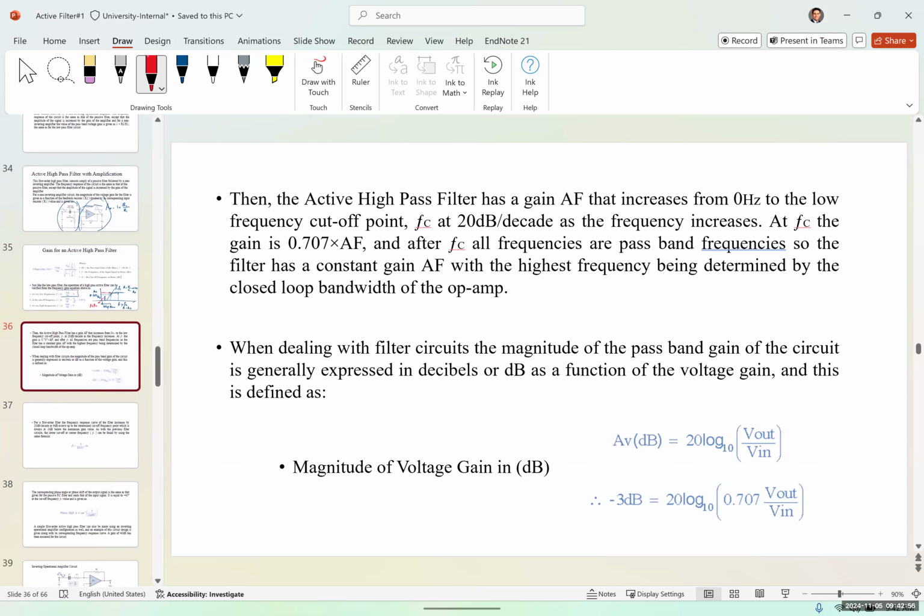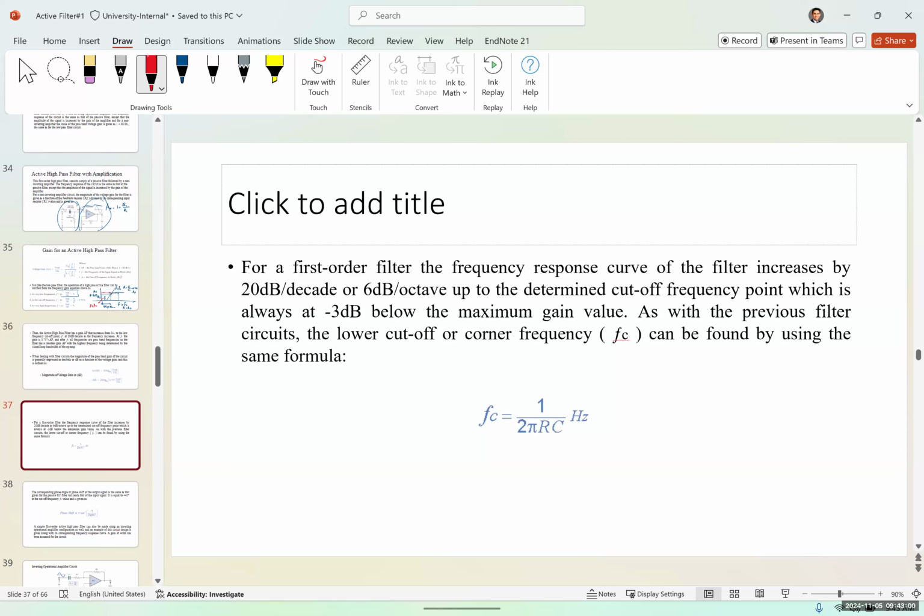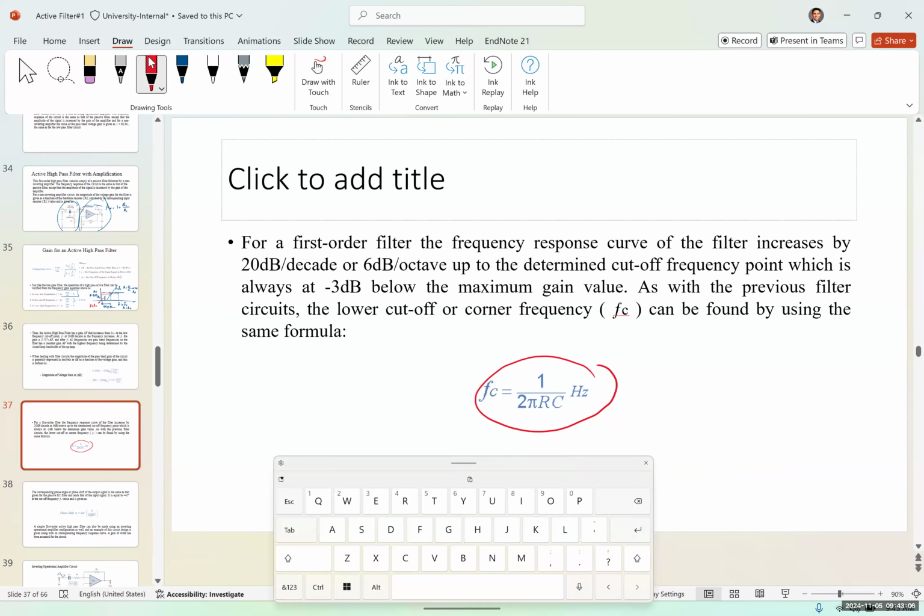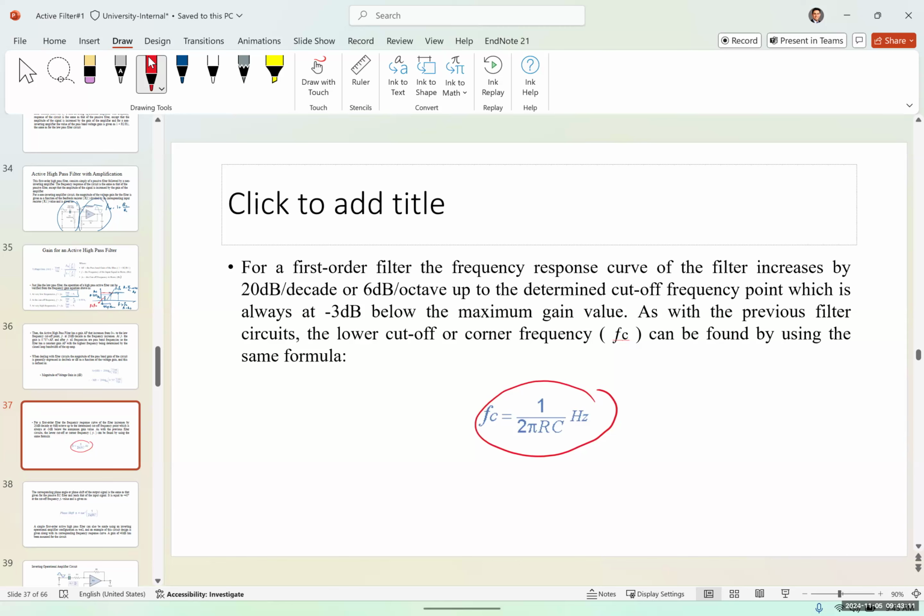Now, how do we determine the cutoff frequency? We determine the cutoff frequency using this equation. Again, it's similar to what we had in the low pass filter. FC is going to be equal to 1 over 2 pi RC.